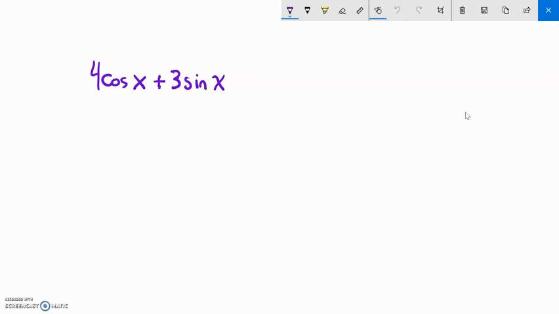So this is for pre-calc. This is topic 5. I just want to show you how to go about condensing something like this, where I have cosine plus sine, this kind of linear combination.